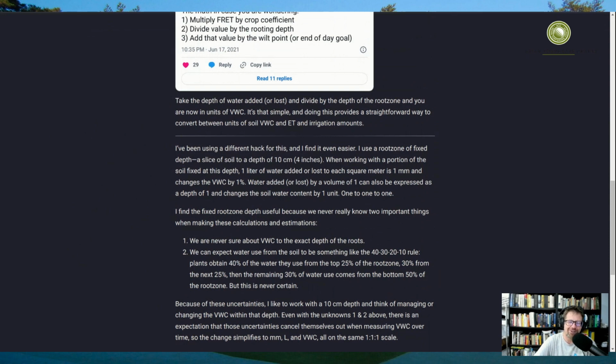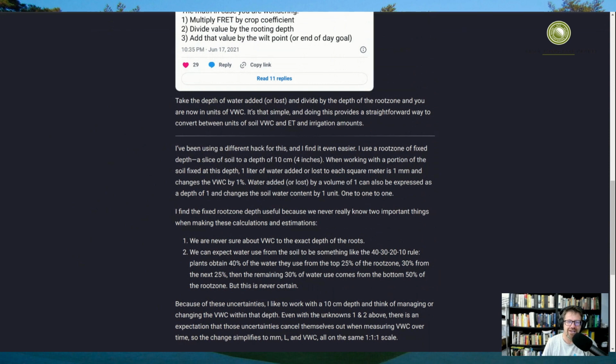You can expect that there are more roots closer to the surface, certainly more live and active roots closer to the surface than there are deeper in the root zone. And you can expect that your nutrient uptake happens like that. You can expect that your water uptake happens like that. 40, 30, 20, 10. So because of that, even if we do have a deeper root zone, I still think it makes sense to use a 10 centimeter depth root zone for these types of calculations, because most of the nutrient uptake and the water uptake is happening in that top 10 centimeters anyway.